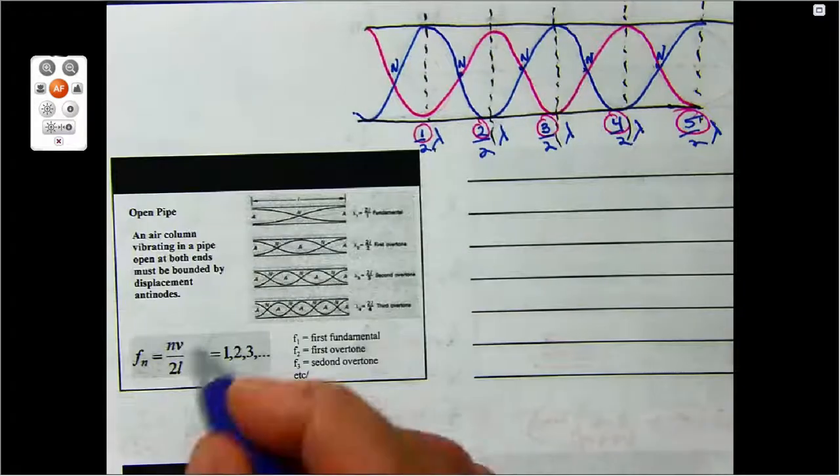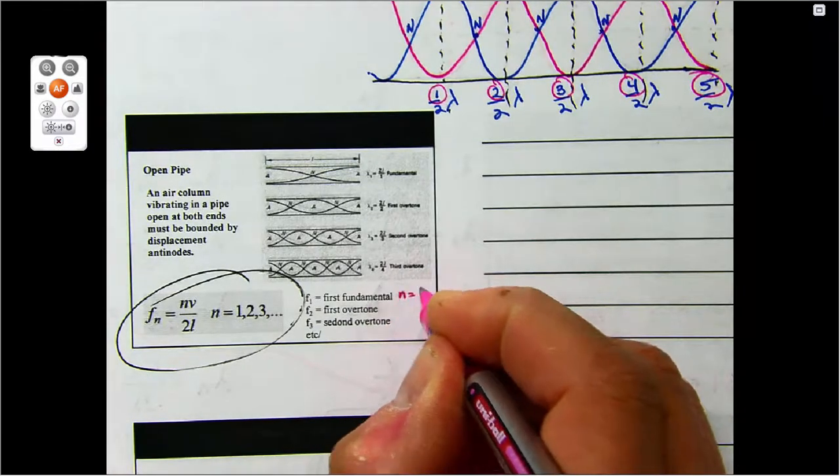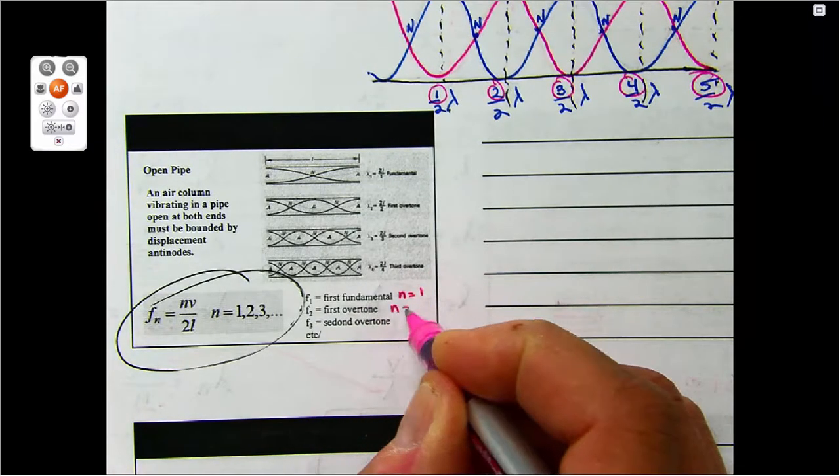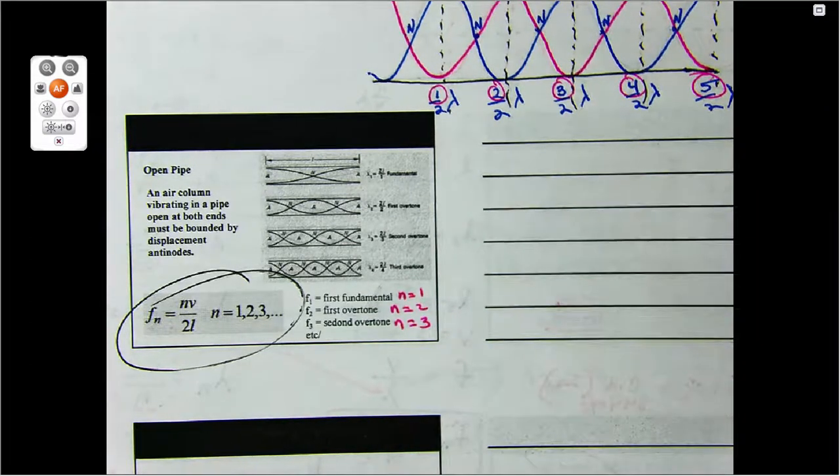So basically then, we have the same situation here, but the fundamental is going to be n equals 1. The first overtone is n equals 2, and n equals 3, and so on. Again, you just go up by ones instead of odd numbers.